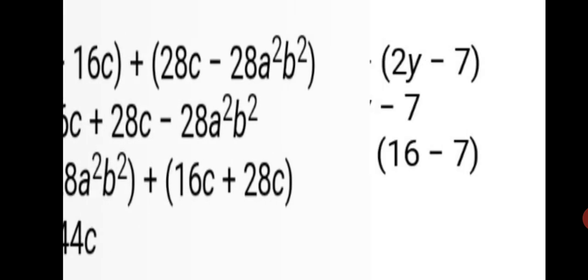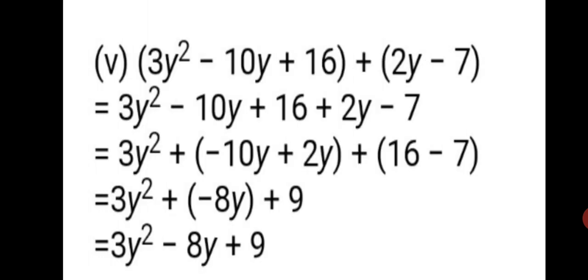Okay. Fifth sum, 3y square minus 10y plus 16 plus 2y minus 7 in second bracket. Just open the brackets as your first step. After opening the brackets, pair up the like terms. Now 3y square has not got anyone to pair up with, so leave it. Keep it as it is. 3y square plus, now minus 10y plus 2y will go in first bracket, plus 16 minus 7, which are only numbers, will go in the next bracket.